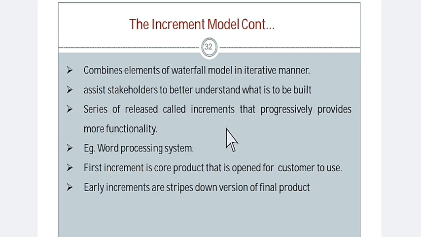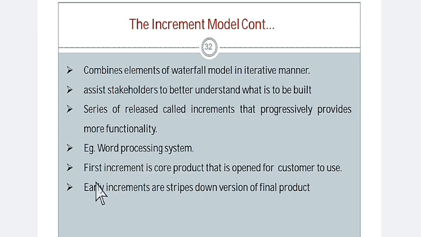Suppose we take the example of any Android application. When you update the application from the Play Store, the updated software consists of some more functionality than the previous one. So the same here in this model: each increment consists of more functionality. Here the example of a word processing system is given.